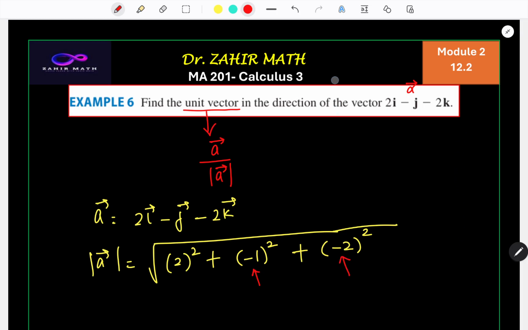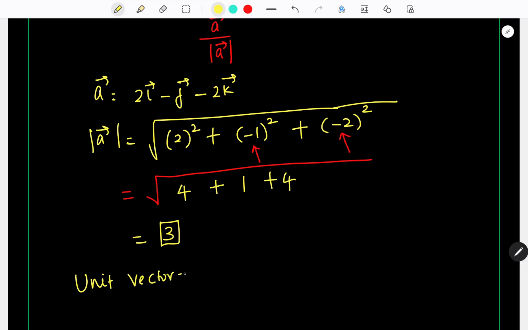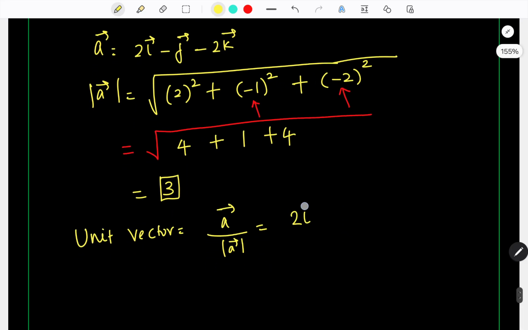Right. So now this is equal to the square root of 2 squared, or you can put it in the calculator. 2 squared is 4, and then this is 1, and this is again 4. 4 plus 4 is 8, and 8 plus 1 is equal to 9, and the square root is 3. Teacher, can I put it directly in the calculator? Yes, yes, yes. So therefore the unit vector is equal to the a vector divided by the absolute value of a vector. Which is 2i vector minus j vector minus 2k vector, divided by 3, the absolute value of a vector.